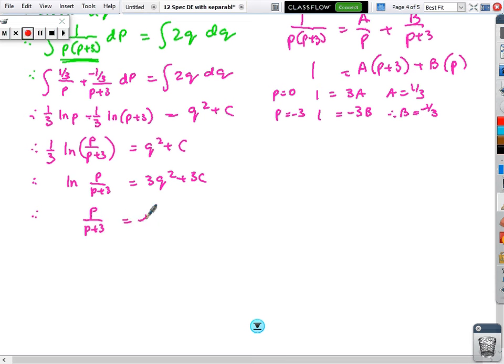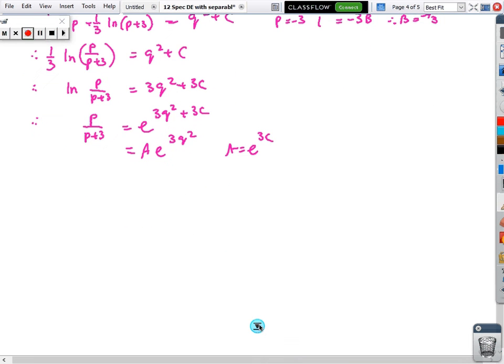P plus 3 equals e to the 3Q squared plus 3C equals A e to the 3Q squared, where A equals e to the 3C. So we need an expression for P, so we're going to have to cross multiply to start with. P plus 3 times A e to the 3Q squared equals P times A e to the 3Q squared plus 3 A e to the 3Q squared.